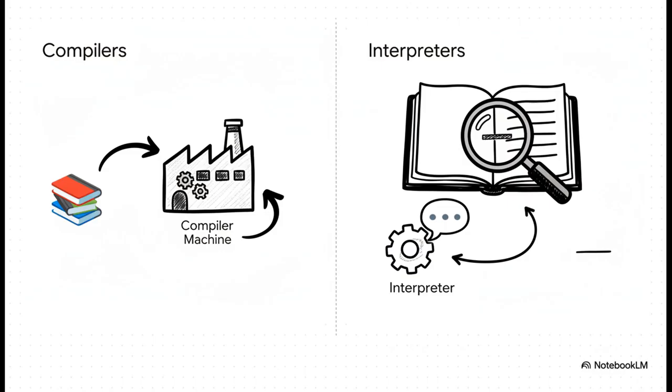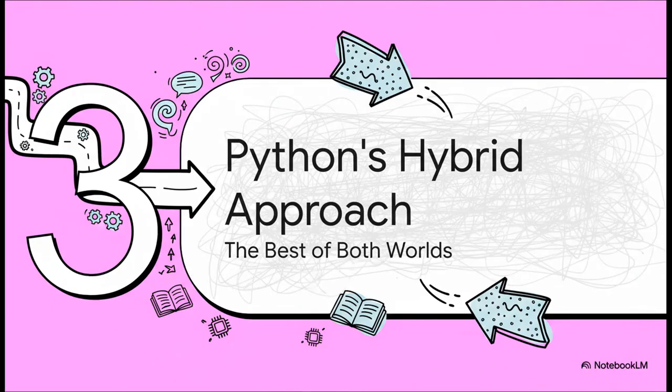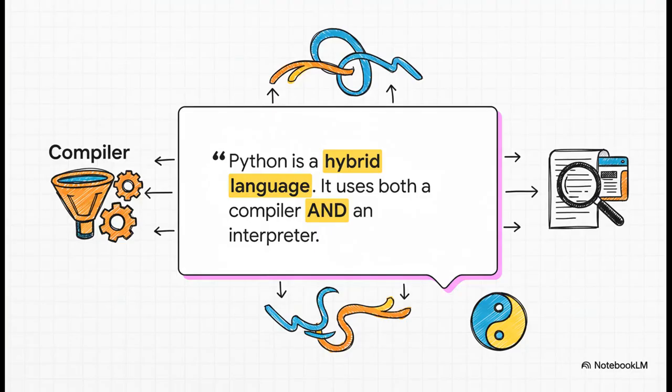Yeah, this is the perfect way to think about it. A compiler translates the entire book before you ever get to read it. An interpreter is like someone sitting next to you, translating each sentence as you go along. Totally different methods. So, which one is Python? And this, right here, is where Python gets really, really smart. See, instead of picking one way or the other, Python decided to use the best of both worlds. And there it is, the big reveal. Python is a hybrid. It doesn't choose sides. It actually uses both a compiler and an interpreter in this really elegant two-step system.